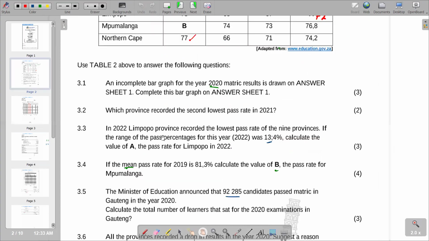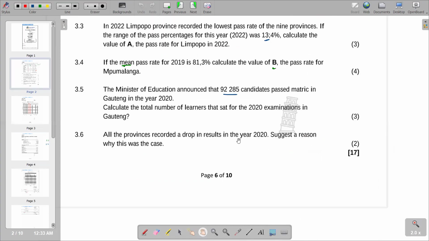On the last question, it reads, all the provinces recorded a drop in results in the year 2020, suggest a reason why this was the case. In particular, we can try to analyze the year 2020. What really happened in 2020 that affected the percentage of the whole nation? I remember in 2020, that's when we had the pandemic of COVID-19. So obviously, this can be a reason that we can put down as the one that caused the percentage to drop, due to the effects of COVID-19.